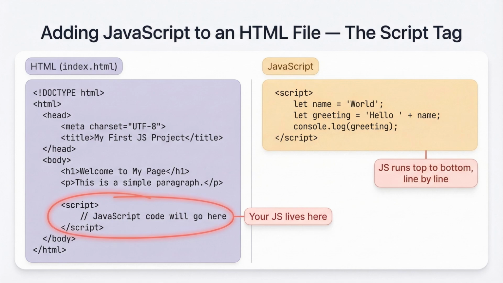One thing to always keep in mind, JavaScript executes top to bottom, line by line, unless you use control structures like loops or conditionals to change that flow. That sequential execution model is the mental model you need to build early.